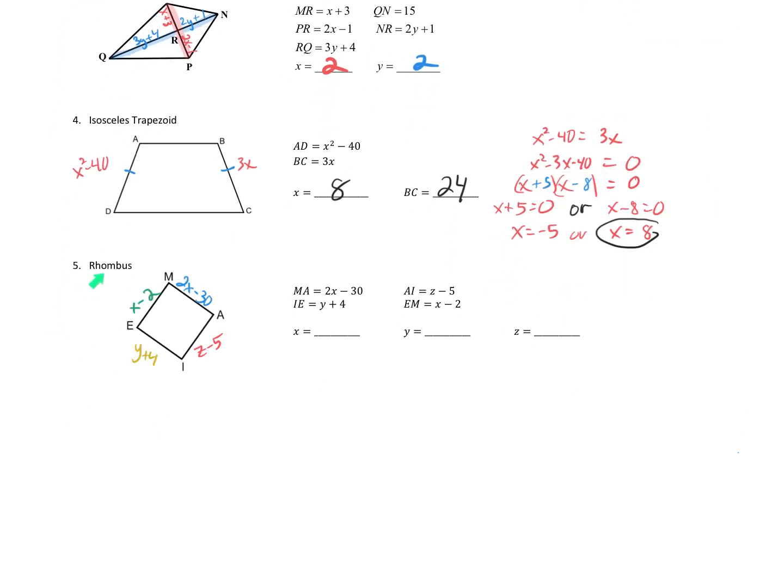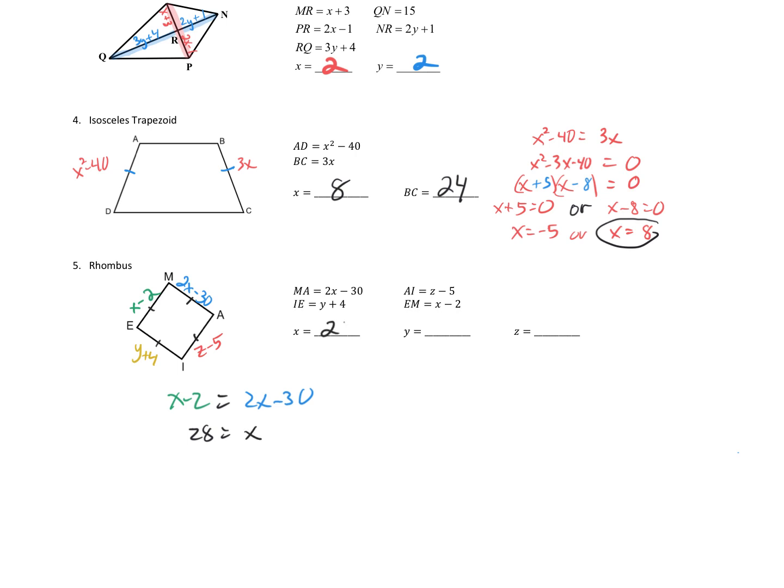All right, for number 5, this is a rhombus, which means all of these sides are congruent. So we can set any two equal to each other, and it will be true. So let's pick the two that have the same letter, like the green and blue have x's. Again, it's a rhombus, so all these sides are the same. So we can set x minus 2 equal to 2x minus 30. And when we solve that, we have 28 is equal to x.